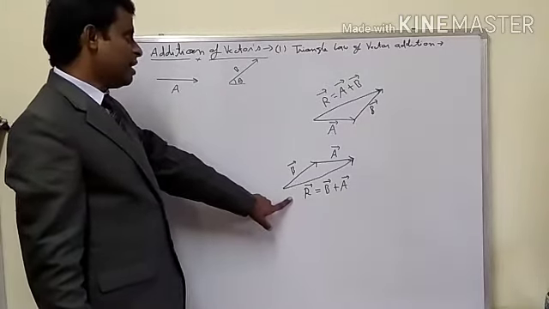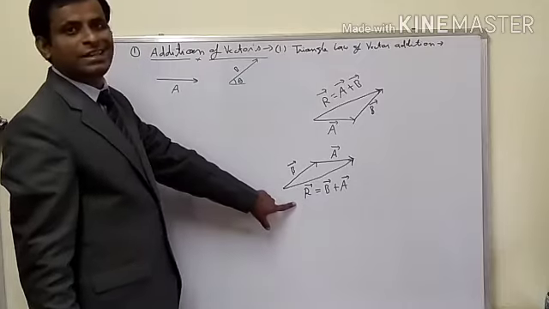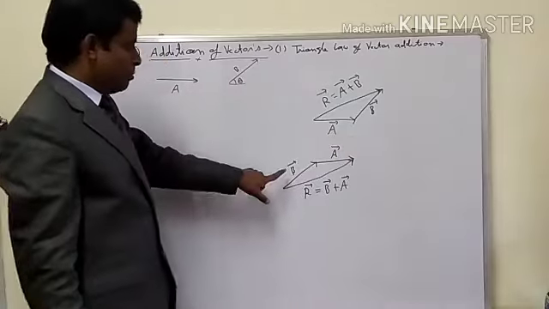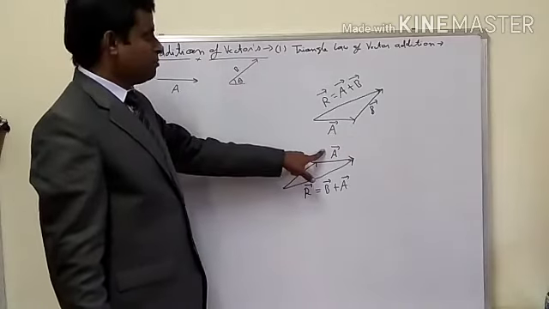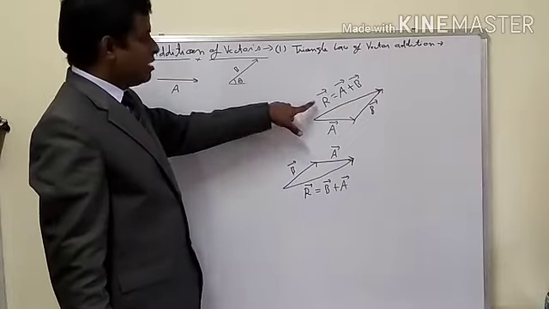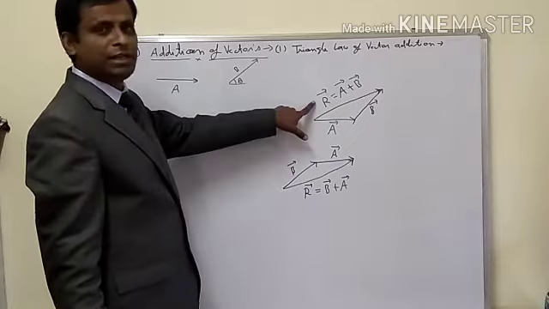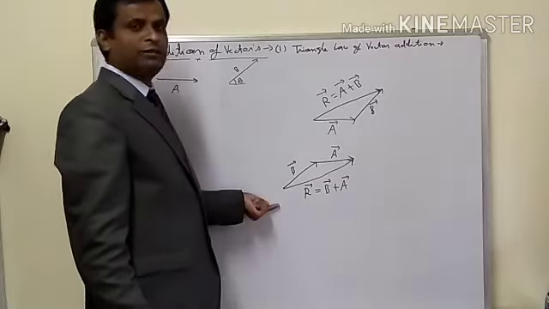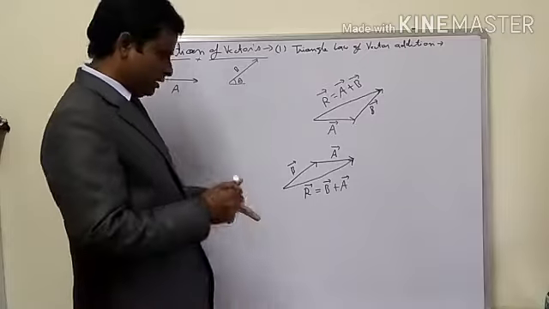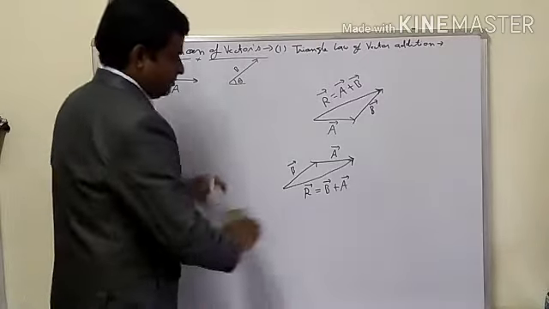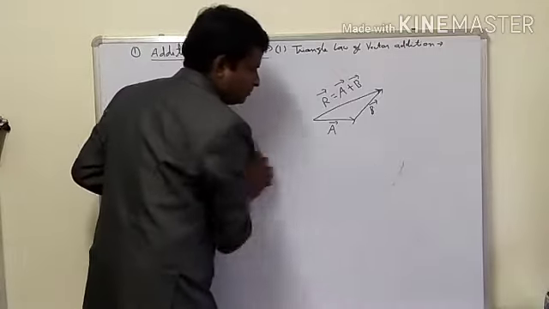The resultant is the same in both cases, whether you are joining A to B or from B to A. Same means in both cases the resultant has the same direction and the same magnitude. So we may choose any one of the methods for adding the two vectors by representation in a diagrammatic way.